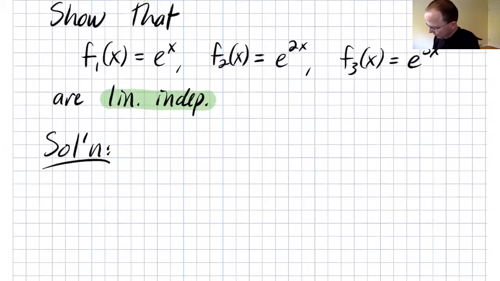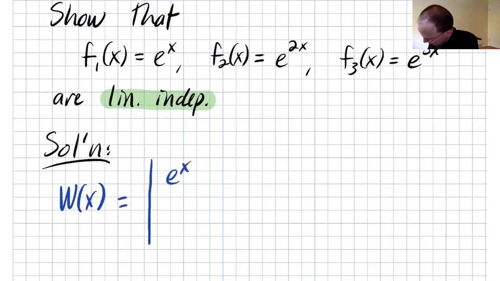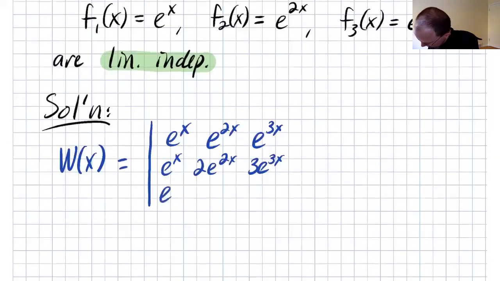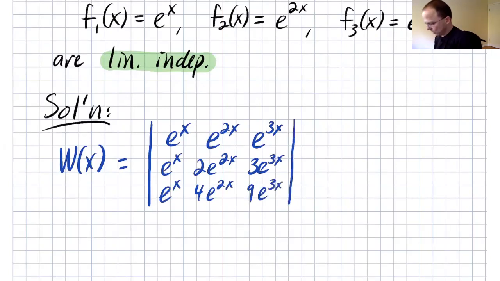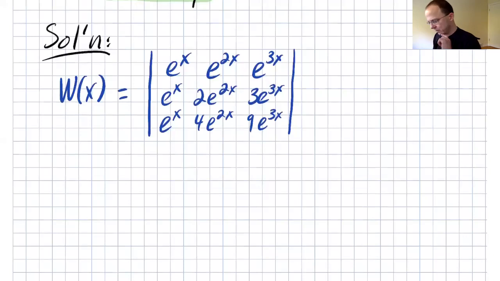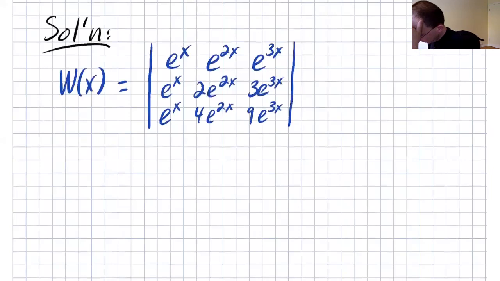So let's show that these three functions are linearly independent. So we'll write down the Wronskian. It's the determinant where we write down those three functions in the first row. And then we take their derivatives. So I'm using chain rule to get those derivatives, and then take the derivatives again. Okay, so what is the Wronskian? What is this determinant equal to? So let's try that new technique that we just learned.